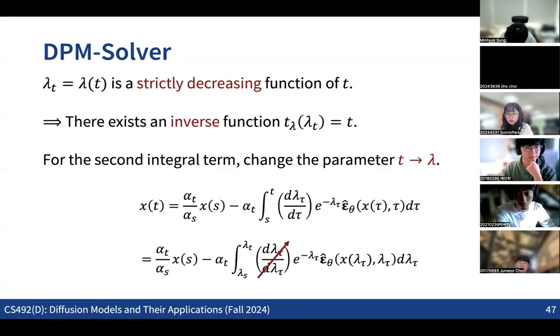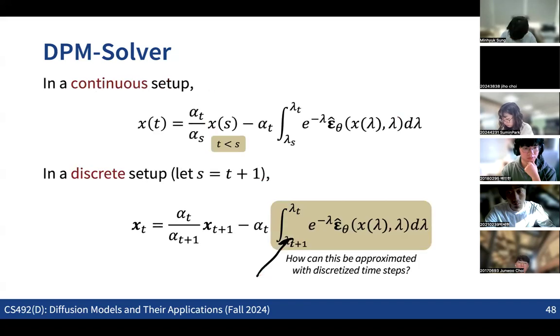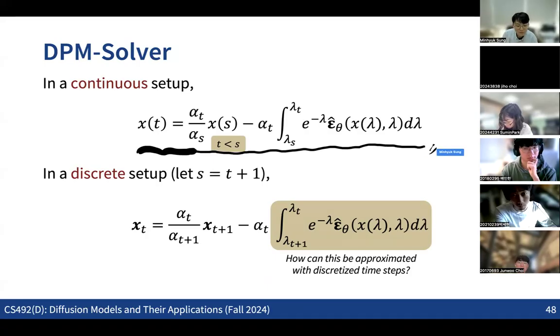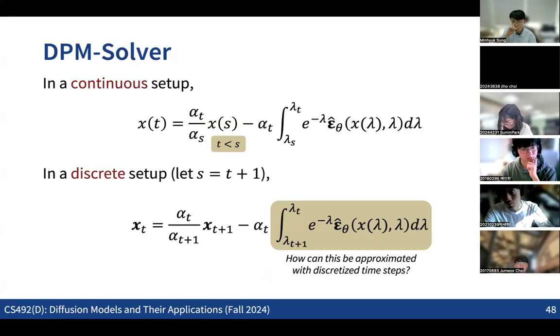And the good thing is that now we can see that this cancels out. We can ignore this part. So after changing the parameters, the whole equation becomes much simpler in this form. Makes sense? So this becomes the ODE that we wanted to solve in terms of generating data points. So it's the ODE method. Now, how are we going to solve this specific ODE formulation?